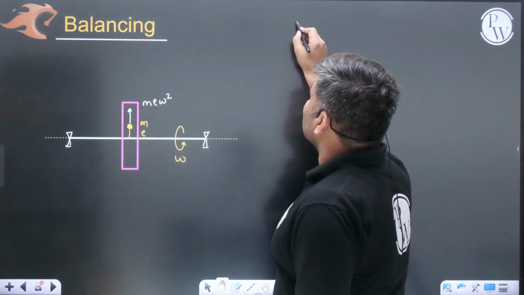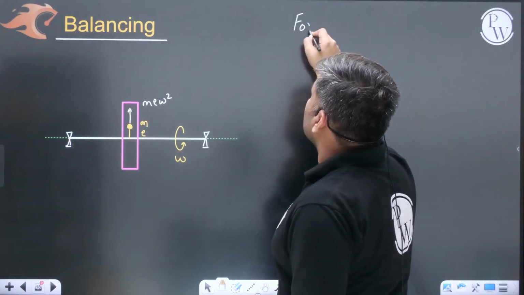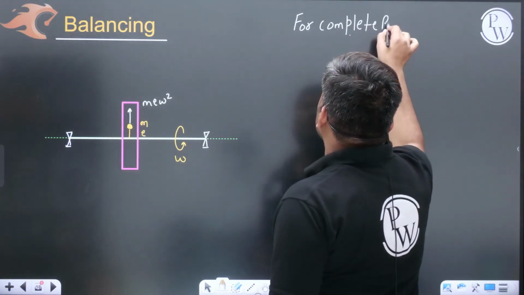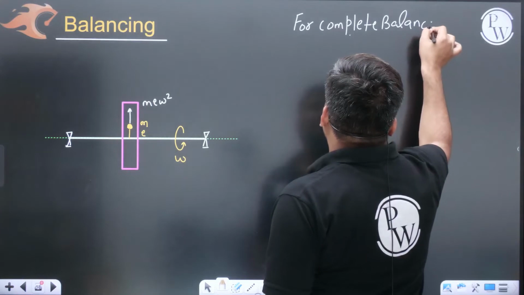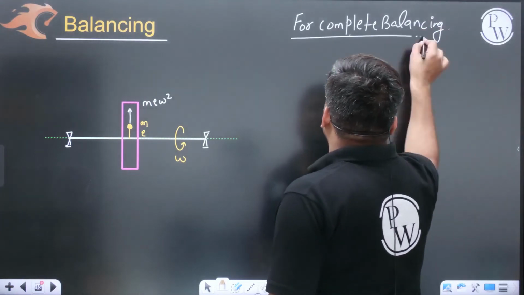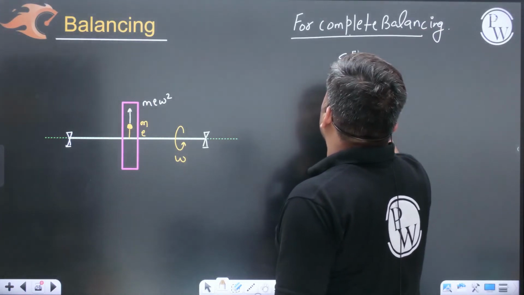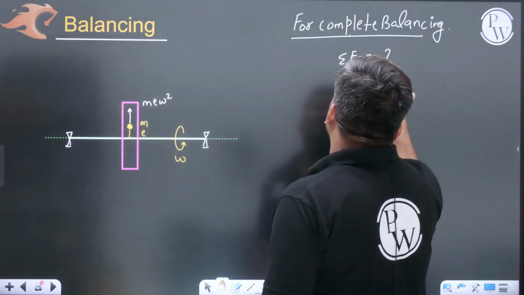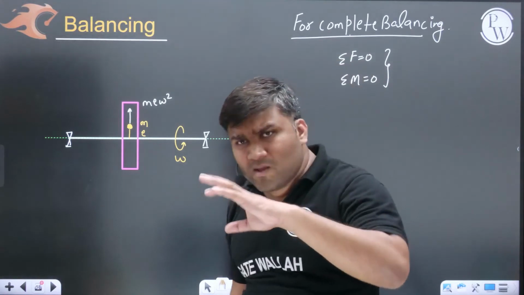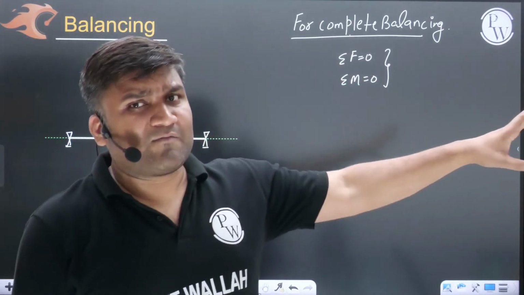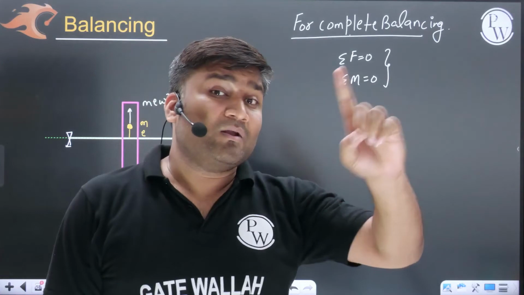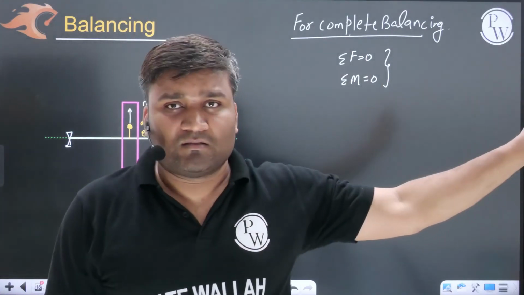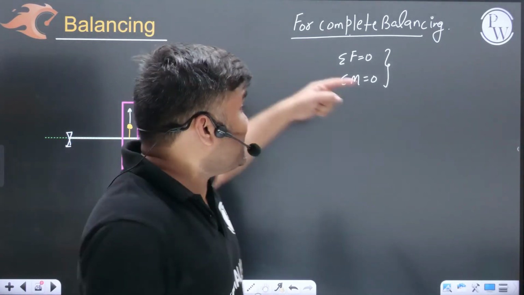For complete balancing, if you ask me, I will say that the summation of forces should be 0 and the summation of moments should be 0. There should not be any unbalanced force, there should not be any moment: zero resultant force, zero resultant moment. Then only I will say that my system is completely, perfectly balanced. Getting it? Both these things have to be 0.